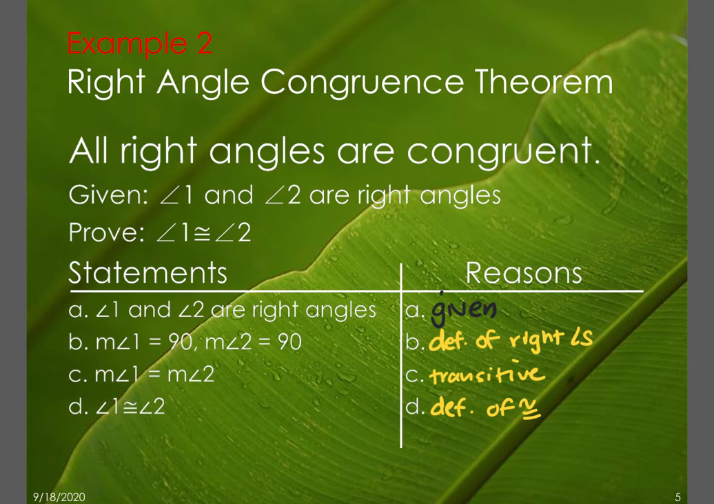Let's say in the future it said just the given and the prove. We literally can go from given to prove, and my reason is the right angle congruence theorem. You don't have to do any of the steps in between. So if it ever says prove this theorem, it means you can't use that theorem to prove it. Go the long way around. But now that we know that theorem, you skip those steps.